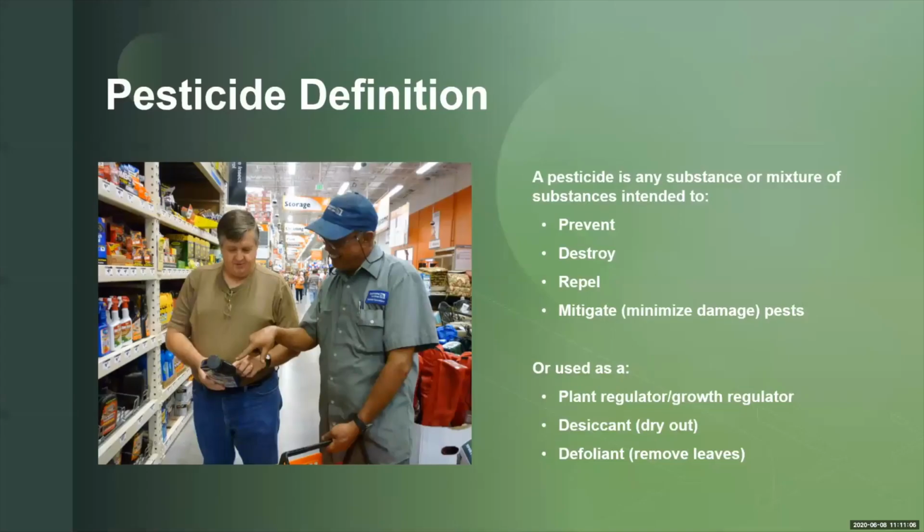A pesticide is any substance or mixture of substances intended to prevent, destroy, repel, or mitigate a pest. And mitigate means to minimize the damage of that pest. Those of you who teach agricultural education are probably familiar with plant growth regulators, desiccants, which dry out the pest, and defoliants. For those familiar with cotton production, defoliants remove the leaves. They take off the foliage, and that makes it easier to harvest the cotton.